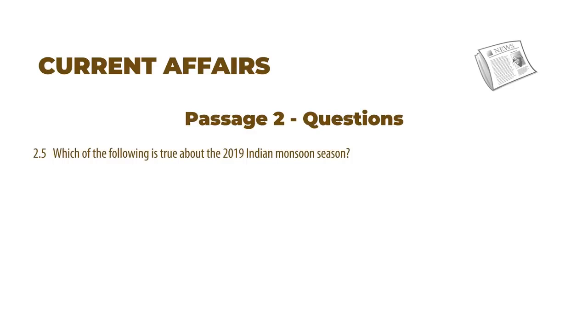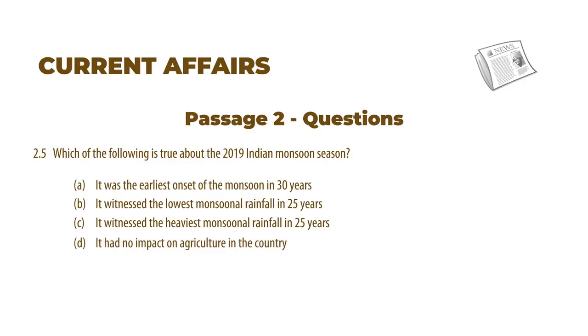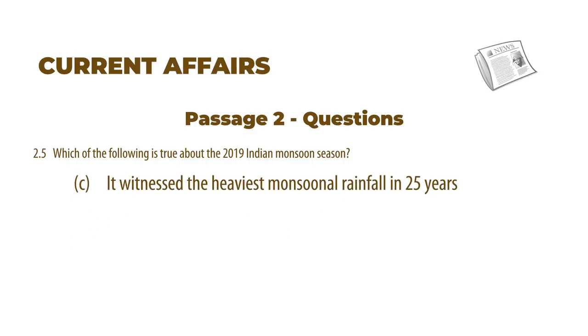Which of the following is true about the 2019 Indian monsoon season? Your options are A. It was the earliest onset of the monsoon in 30 years. B. It witnessed the lowest monsoonal rainfall in 25 years. C. It witnessed the heaviest monsoonal rainfall in 25 years. Or D. It had no impact on agriculture in the country. The correct answer is C.